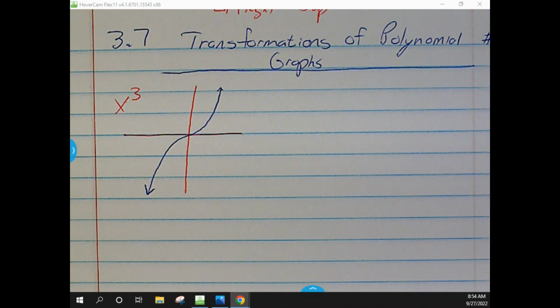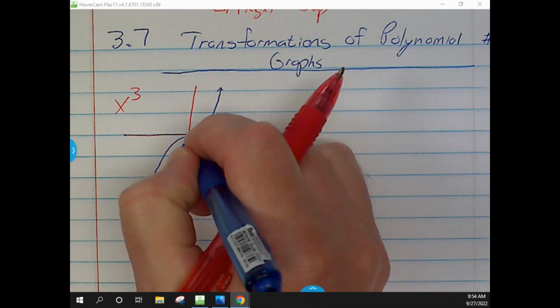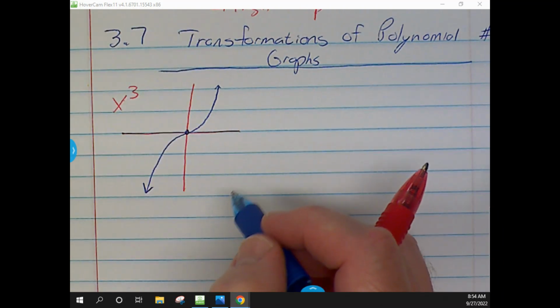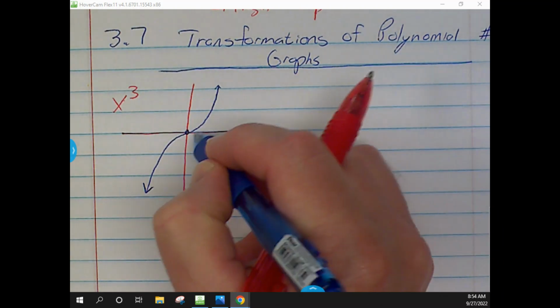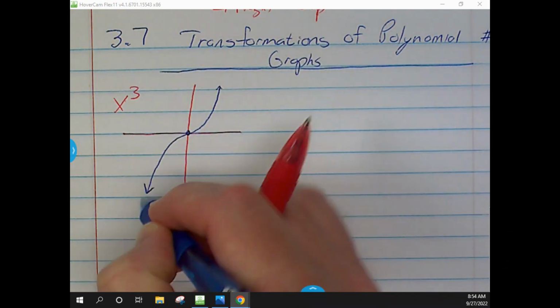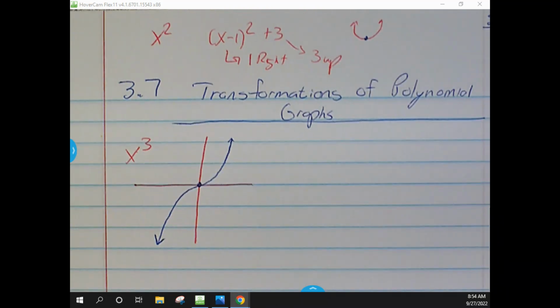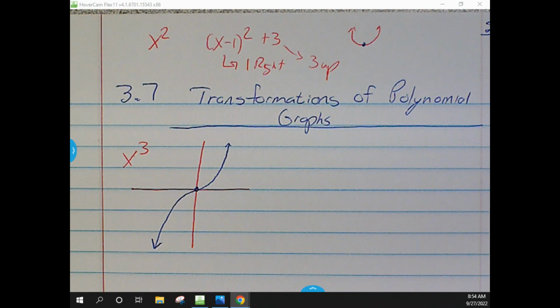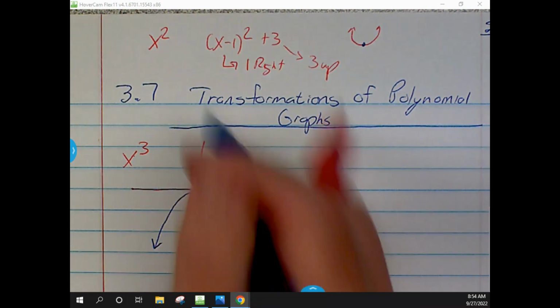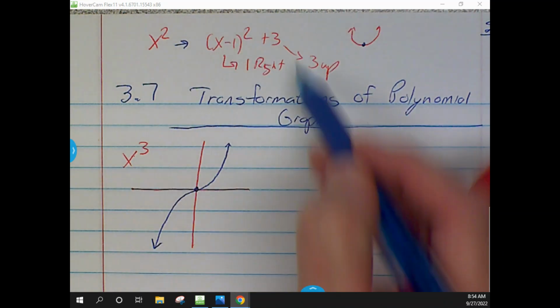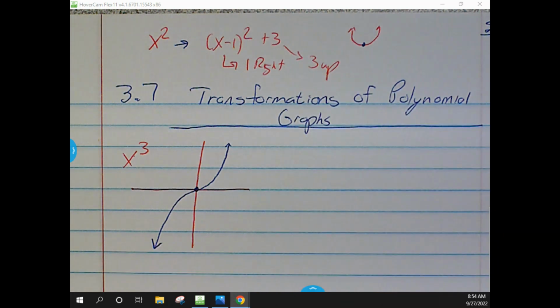Okay, so there's your basic graph of x to the third. Again, still going to go through (0, 0). And it's not quite the same, but it's basically a parabola that's here, and instead of turning and going up this way, now it's just going to turn and go this way because now the numbers are negative. Yeah, so on the top part, we were just going back and reviewing x squared. And anything on the inside of the parentheses makes it move left and right. Anything on the outside makes it go up and down.